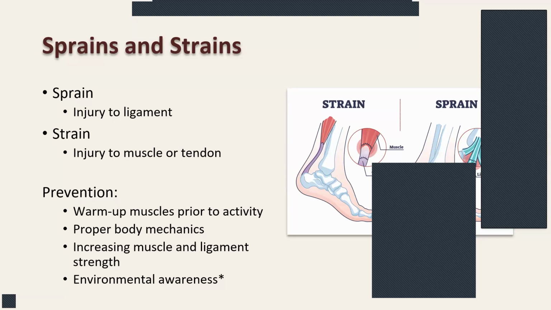A strain is a result of injury to either the muscle or tendon at the injury site. This is generally caused by overstretching, overuse, and/or improper lifting technique. This injury is most commonly found in the back, neck, hamstrings, and calves.